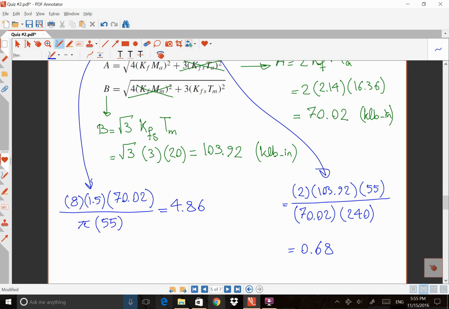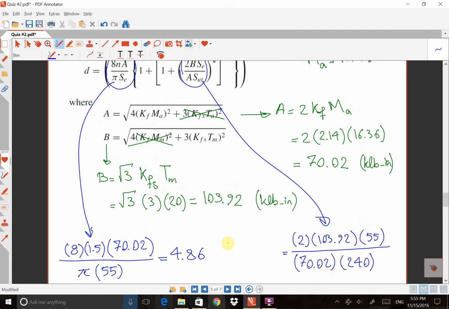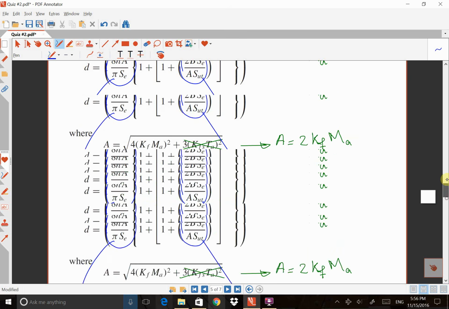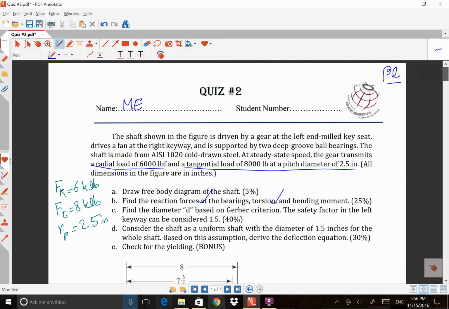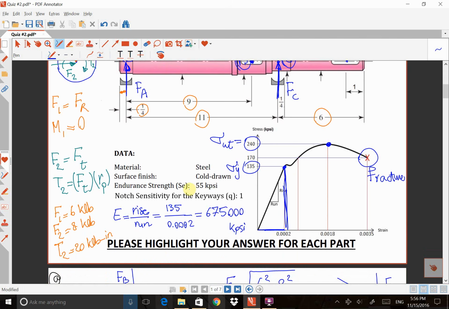Okay, before I continue, I'm gonna double check the units. For this one, the unit of A is kilopounds times inch. And the unit of SE here, if I come back to the first slide, this is the information that I'm talking about. This is SE 55, SUT 240. They are based on kpsi.